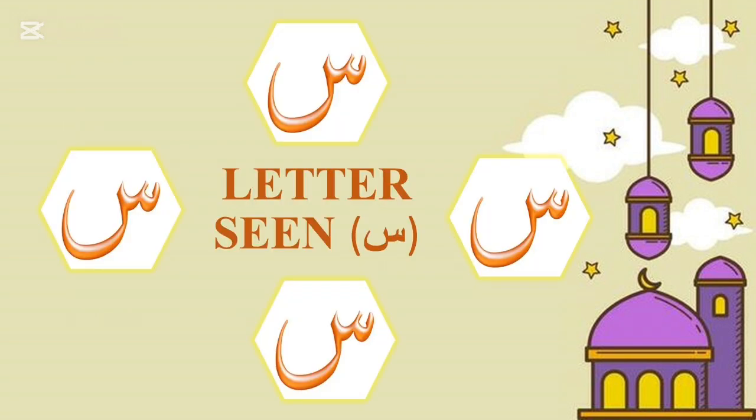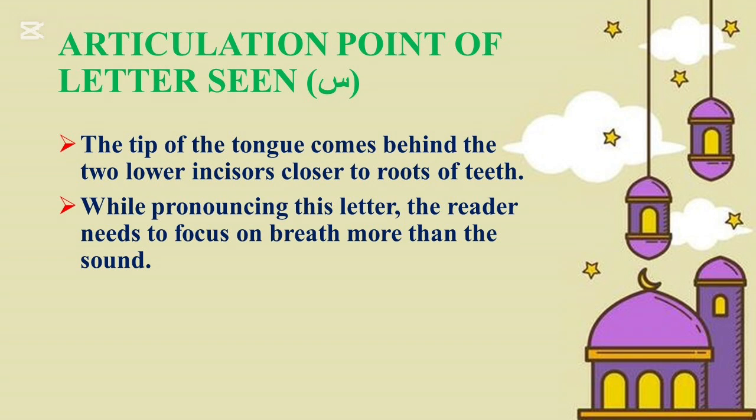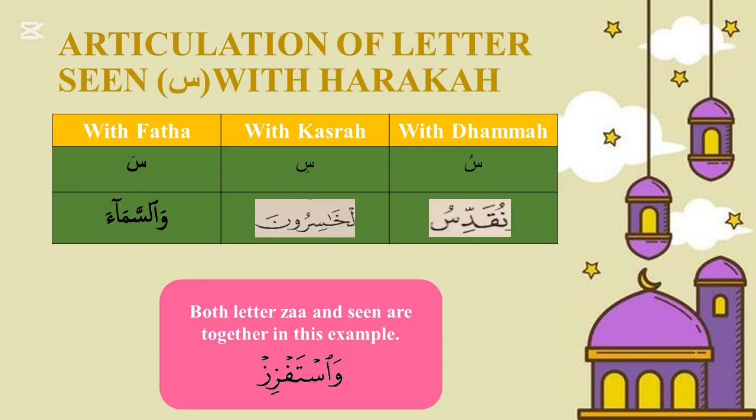Okay, now the letter Sin. Same articulation point, where the tip of the tongue comes behind the two lower incisors, closer to the roots of the teeth. While pronouncing the letter Sin, the reader needs to focus on breath here more than the sound. Now, sounds of the letter Sin with the fatha.